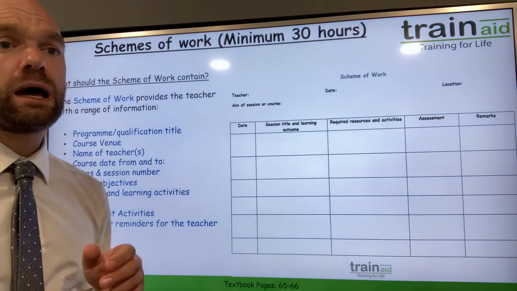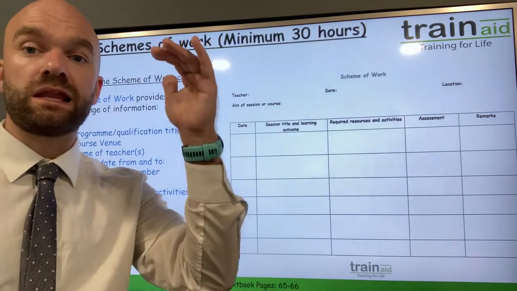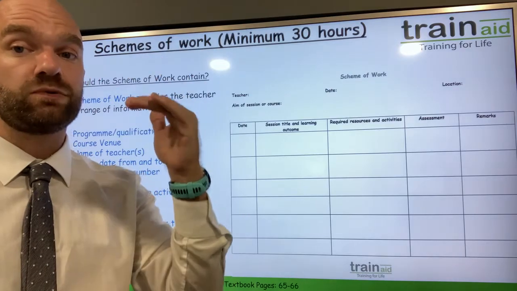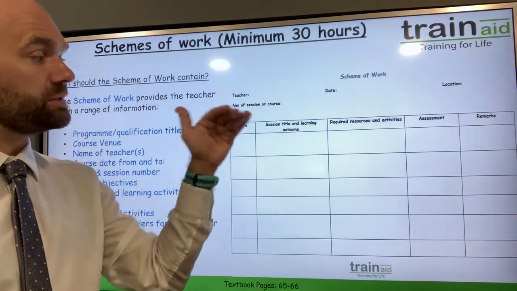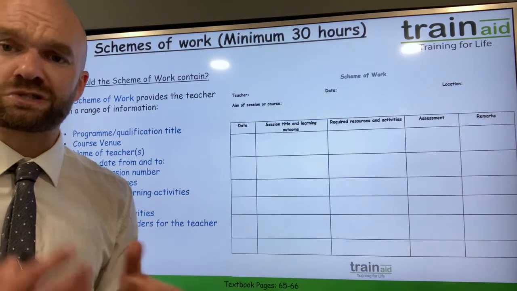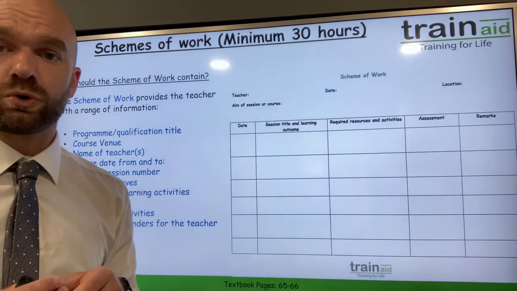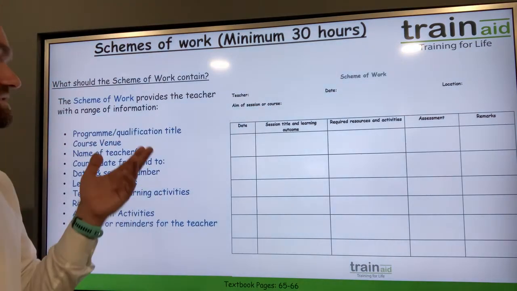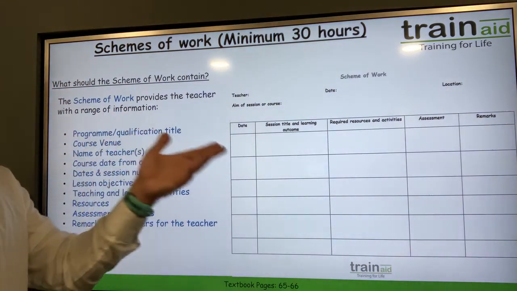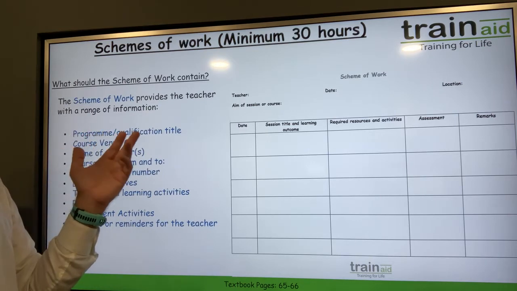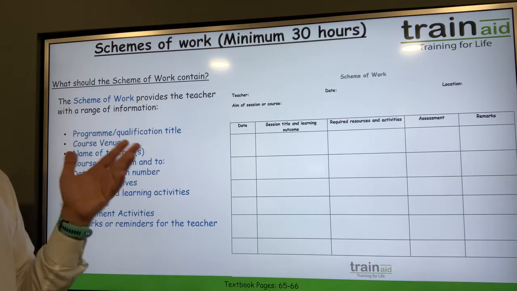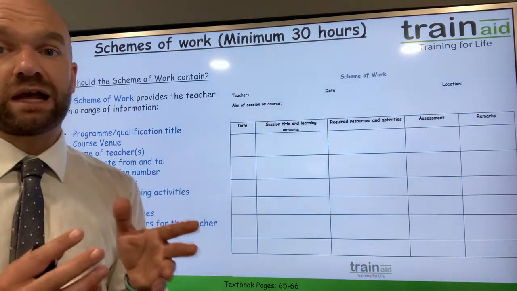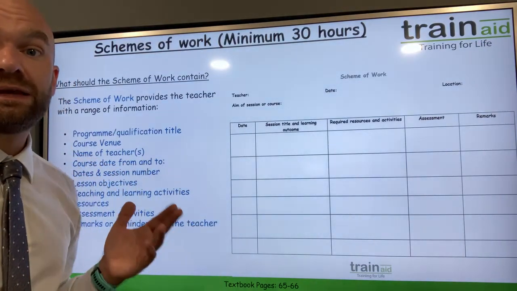So as we know, the scheme of work is the level down from the syllabus. So the syllabus is the big picture. The scheme of work takes our syllabus and puts it into manageable chunks so we can see how your course or qualification is taught. The scheme of work provides the teacher with a range of other information such as a programme and qualification title, perhaps information about the course venue, so where perhaps your course, different elements is going to be taught, the names of the teachers.